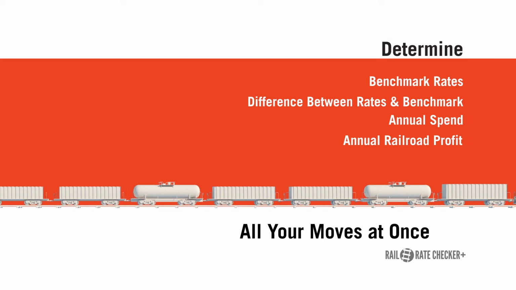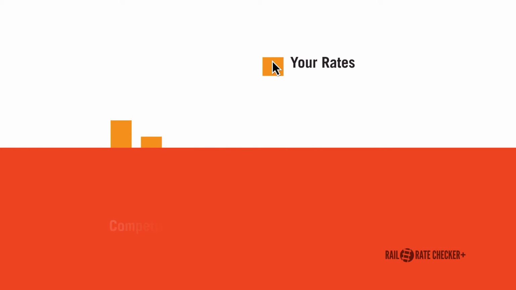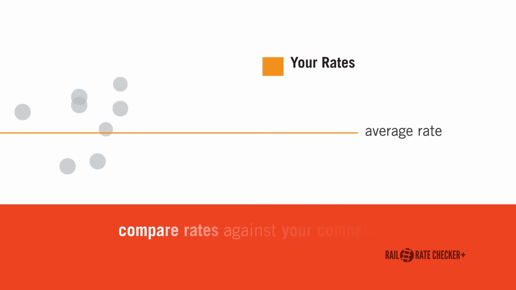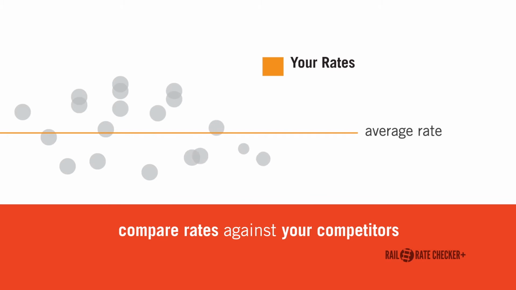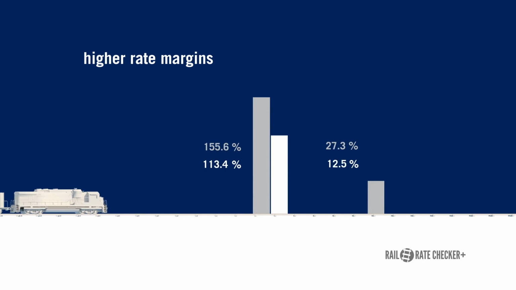But this is just the start of how Rail Rate Checker Plus works to cut your rail expenses. Rail Rate Checker Plus automatically determines where you have the greatest difference between your rate and the average rate you compete against in your markets. With the click of a button, Rail Rate Checker Plus generates a picture of how your rates stack up to competitors and where you pay more than the rates you compete against in your markets. Railroads thrive on a lack of rate transparency. Rail Rate Checker Plus provides that transparency.